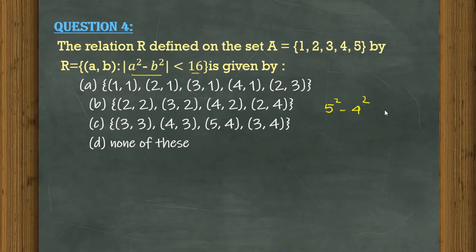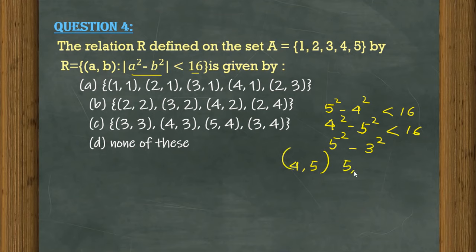अगर हम मॉडुलस लेंगे तो भी ये less than 16 है. 4 square minus 5 square लेंगे तो भी less than 16 है. 5 square minus 3 square लेंगे तो क्या होगा? ये exactly 16 है, ये less than 16 नहीं है, तो ये condition नहीं हो सकता है. हमारा 4 5 एक ऑप्शन आएगा और 5 4 एक ऑप्शन आएगा. There are other options also.